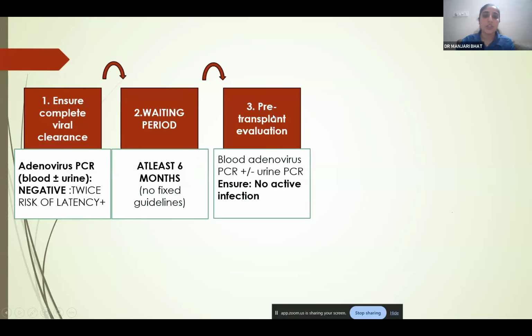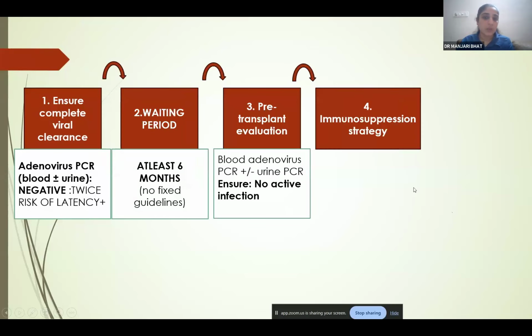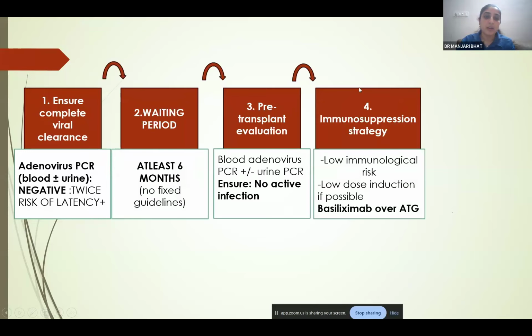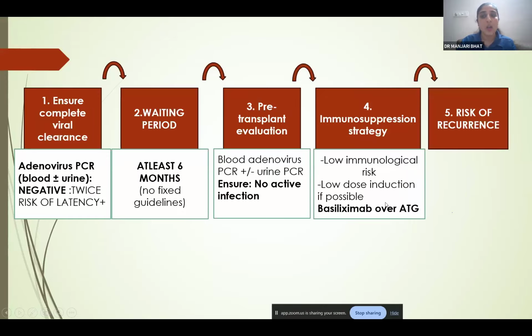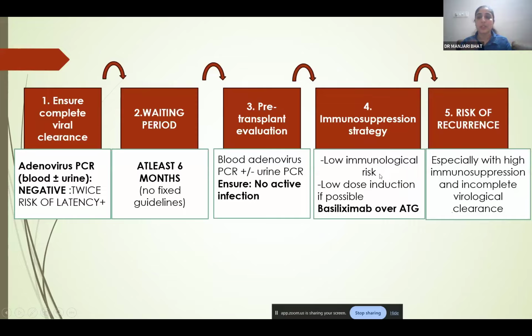Third, pre-transplant, we should ensure that there is no active infection. Fourth would be the immunosuppression strategy. Our patient, with the second transplant itself, will belong to a high-risk transplant, and preferably an ABO compatible and HLA compatible donor should be selected, and basiliximab induction over ATG should be preferred. Finally, always counsel the patient about the risk of reinfection and recurrence, especially with high immunosuppression and incomplete virological clearance.